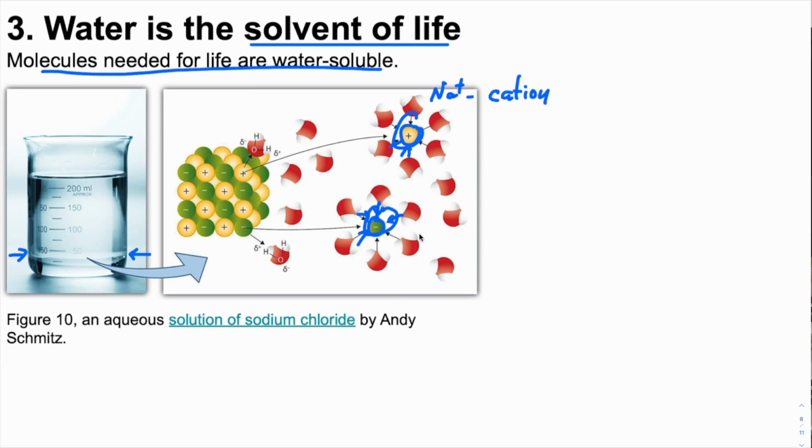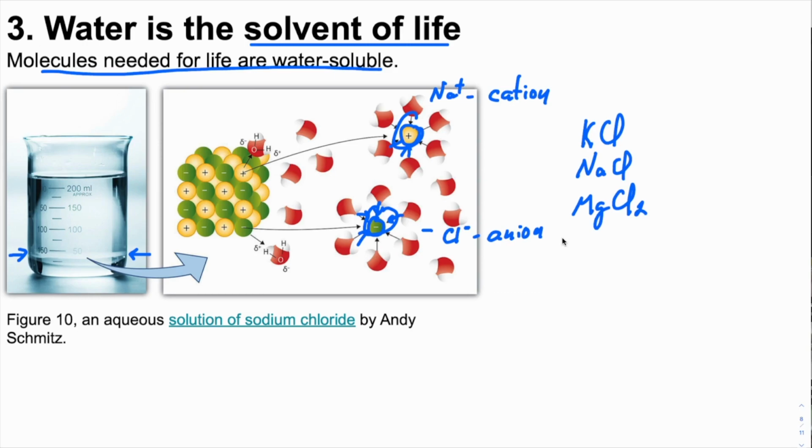All told, the interactions between water and the sodium and chloride ions are stronger than the interactions between sodium and chloride for each other. That's why salt dissolves. Most ionic compounds like potassium chloride or sodium chloride, magnesium chloride or magnesium sulfate will dissolve in water.